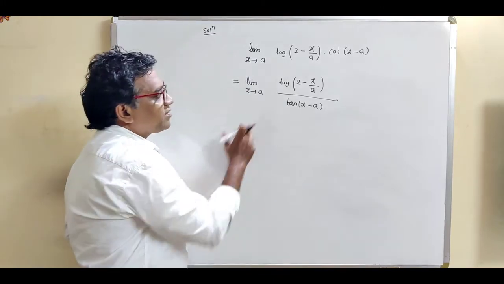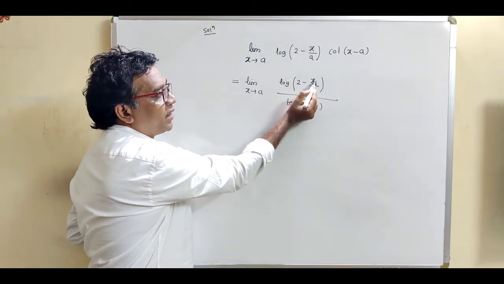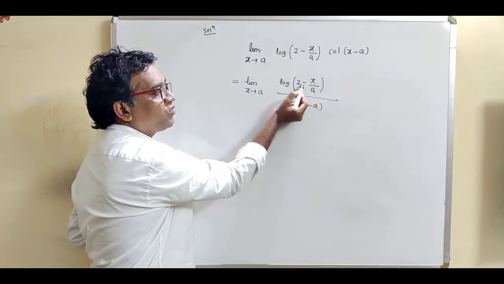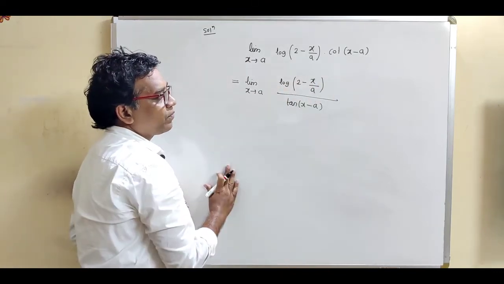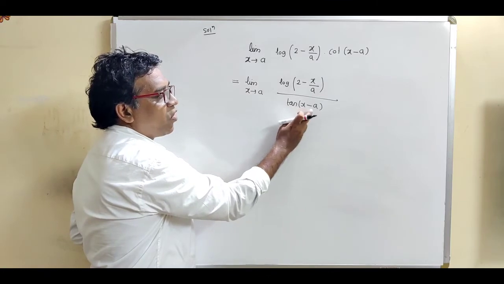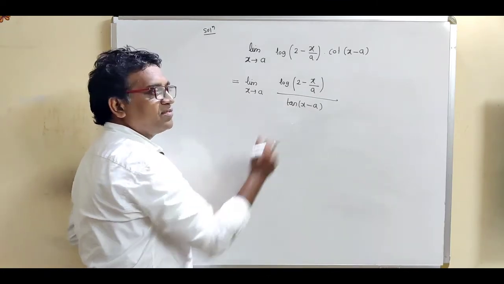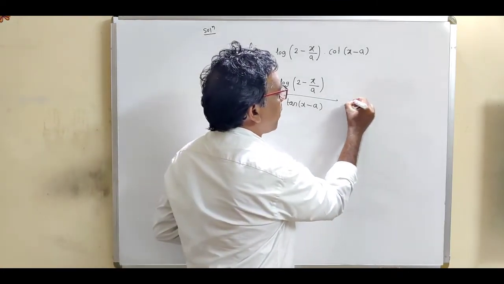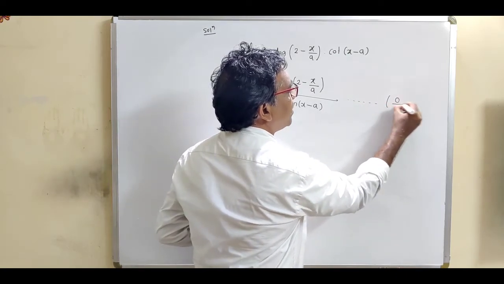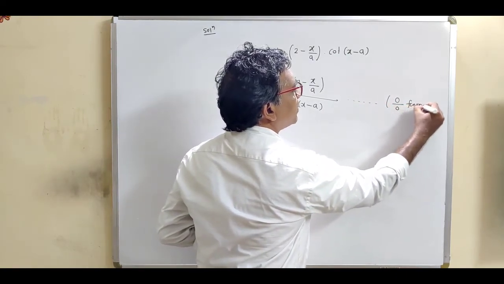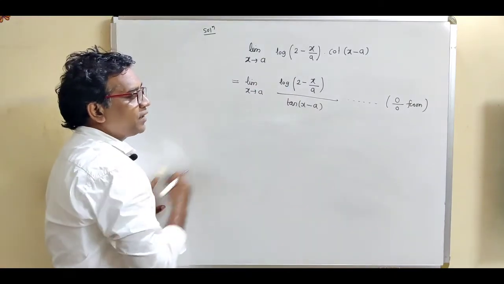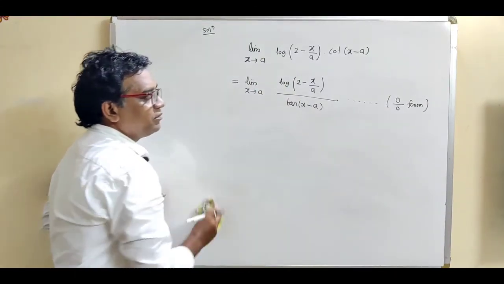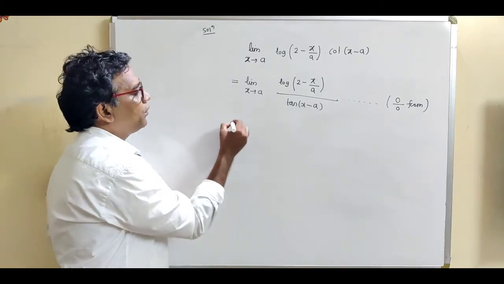Now say if we put x equal to a, then a upon a it is 1, 2 minus 1 it is 1. Log 1 it is 0, so numerator it is 0. Put x equal to a in denominator, a minus a it is 0, so tan 0 it is 0. So write down the proper form. This is our standard form, which is 0 by 0 form. If it is 0 by 0 form, then what is the method? We can apply the L'Hopital rule.